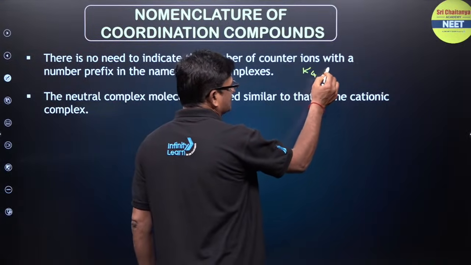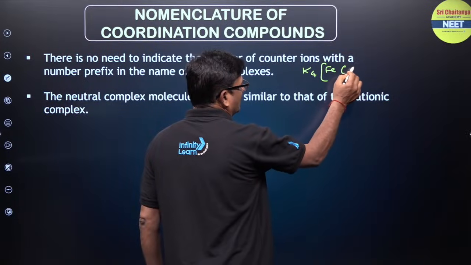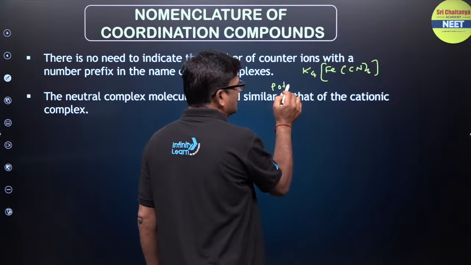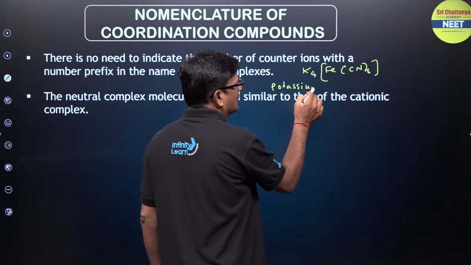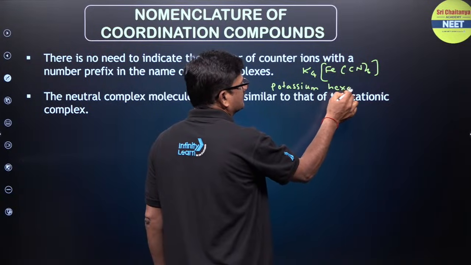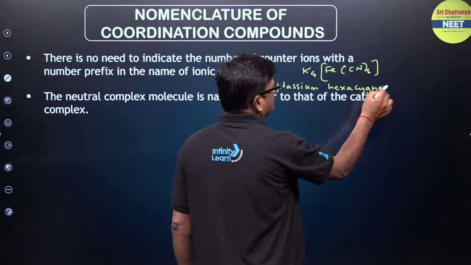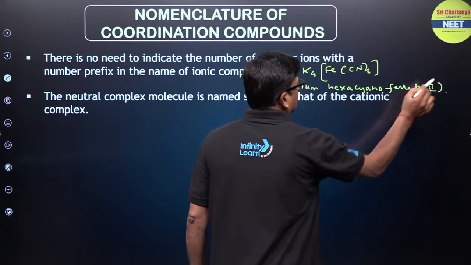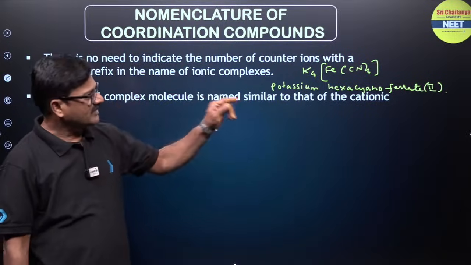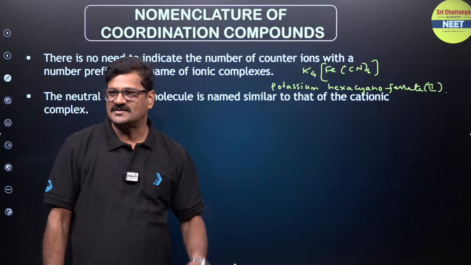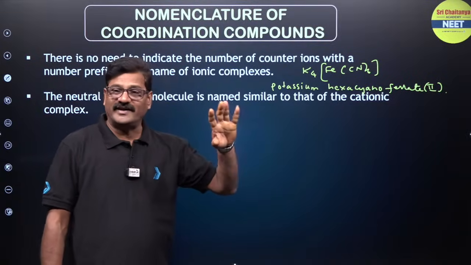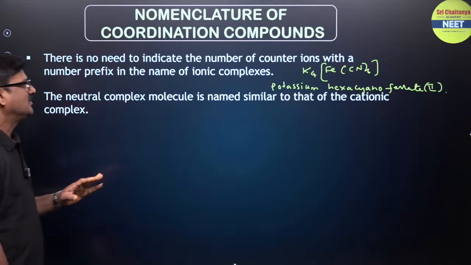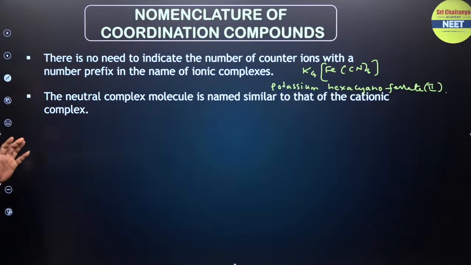For K4[Fe(CN)6], it is potassium hexacyanoferrate(II), oxidation state is 2. Why ferrate? Because it's an anionic complex, isn't it? You need not write tetrapotassium. A neutral complex molecule is named similarly to a cationic complex.